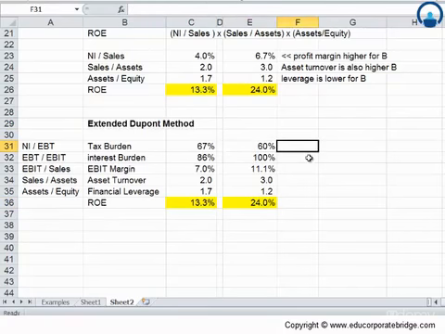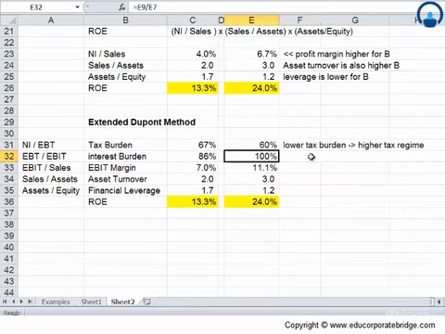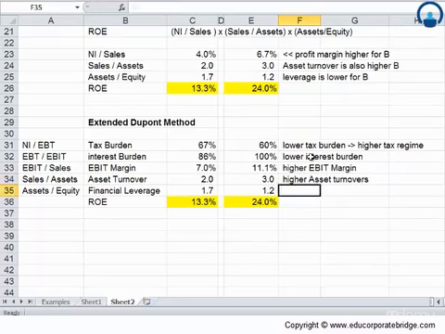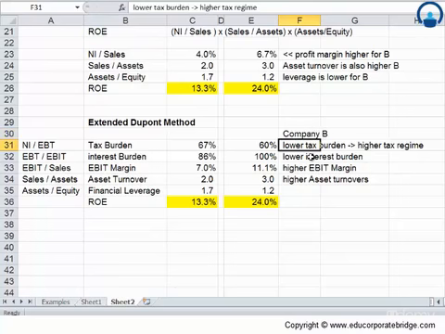When we analyze the extended DuPont method, we note that company B has a lower tax burden, which means they are in a higher tax regime. Company B has a lower interest burden, so it is in an advantageous position, which is why this is 100%. Company B also has higher EBIT margins and higher asset turnover. So company B has these advantages compared to company A, and that's why it has a higher ROE.